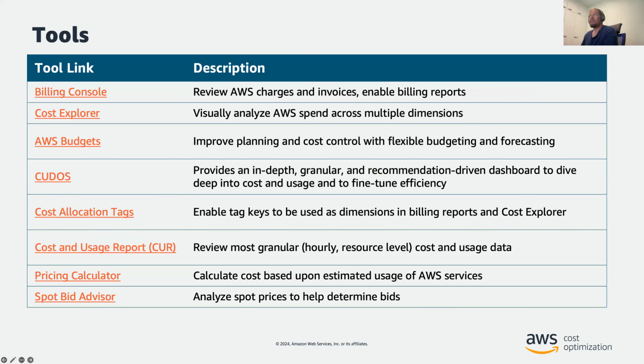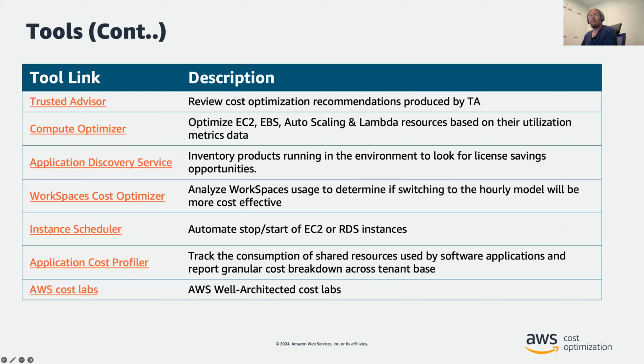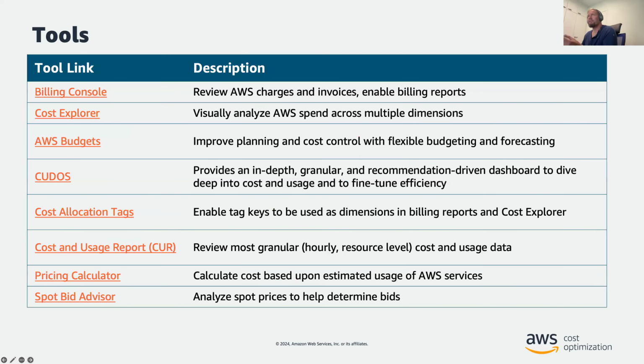Next one has a list of tools that we have pretty much covered for the most part. Okay, maybe the pricing calculator is something that we should take a little bit of a look at. So there is the pricing calculator. Was it calculator.aws or the other way around? Yeah, calculator.aws. I always use Google to find it. But calculator.aws takes you to the pricing calculator.